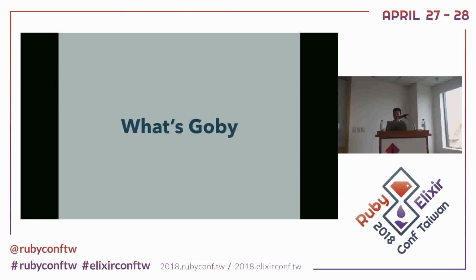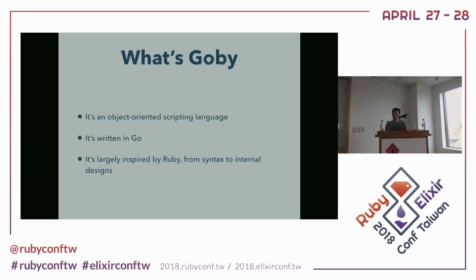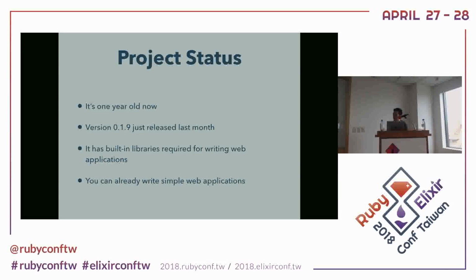So what's Gobi? It's an object-oriented scripting language. It's written in Go, and of course, it's largely inspired by Ruby, from syntax to internal designs. It's currently older than 1 year old, and we just released version 0.19 this month. Also, it's already equipped with some libraries required for writing web applications, so it can be used to write some simple apps already.